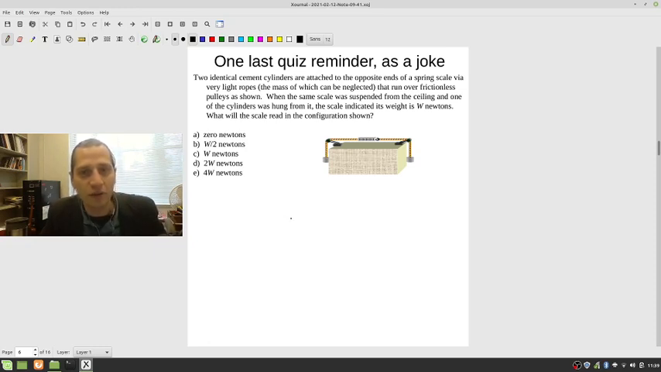In the homework problem, you have sausages hung on these strings, but nonetheless, it says 2 identical cylinders are attached to opposite ends of a spring scale via very light ropes, the masses of which can be neglected, that run over frictionless pulleys as shown. When the same scale was suspended from the ceiling and one of the cylinders was hung from it, it indicated its weight is W newtons. What will the scale read in the configuration shown?